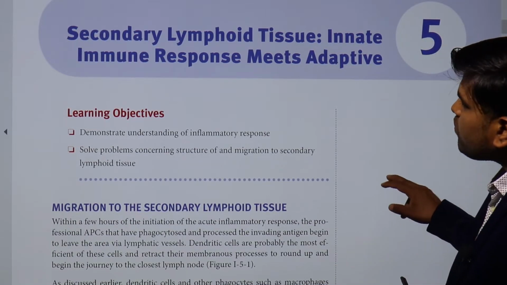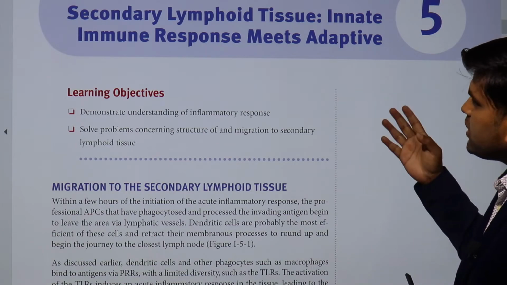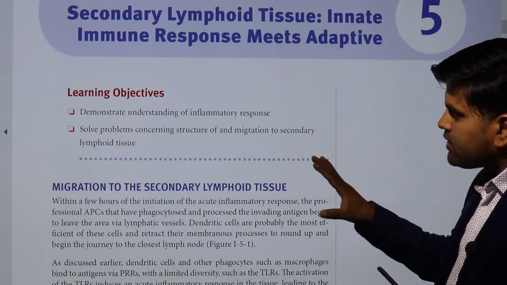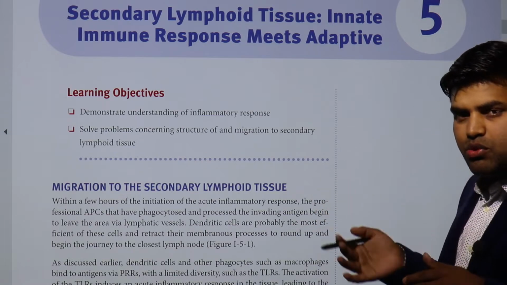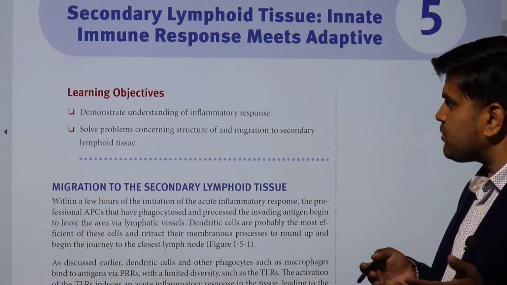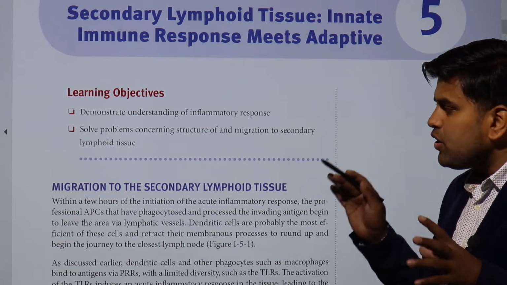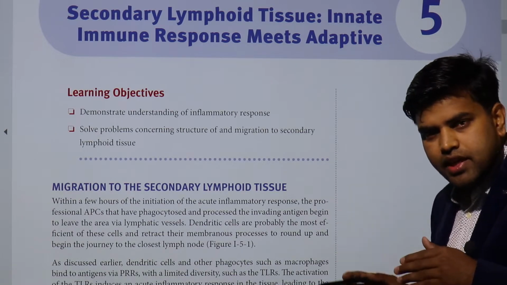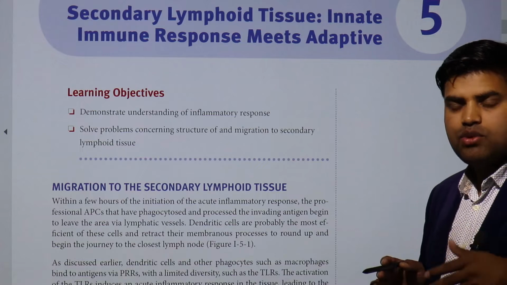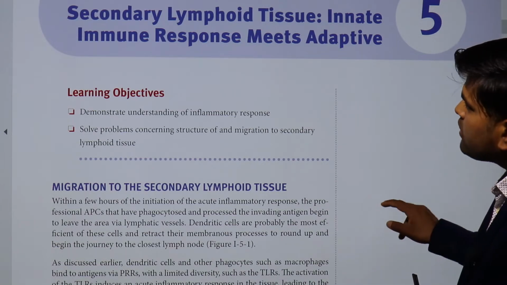Okay. So we are talking about the secondary lymphoid tissue, where the innate immune response meets the adaptive immune response. In this chapter we'll only talk about how the innate immune response will meet the adaptive response. In the next chapter, chapter 6, we will discuss the activation of T cell and B cell. Here we will only discuss how these cells go and present to the adaptive immune system, that is T cell and B cell. Okay, so let's move on.